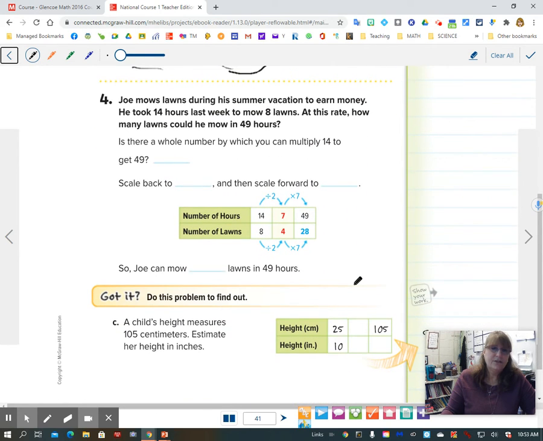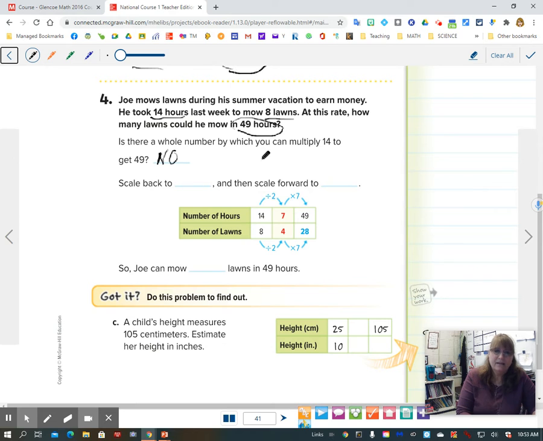All right, so number 4, Joe mows lawns during his summer vacation to earn money. He took 14 hours last week to mow 8 lawns. At this rate, how many lawns could he mow in 49 hours? Okay, so 14 hours, 8 lawns. We want to find out how long it takes for 49. So is there a number by which you can multiply 14 to get 49? No, there's not. That doesn't work, does it?